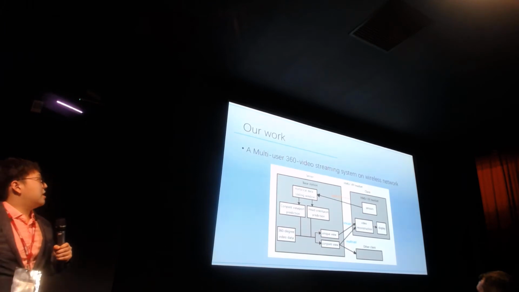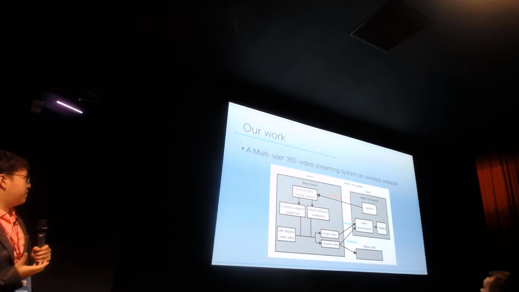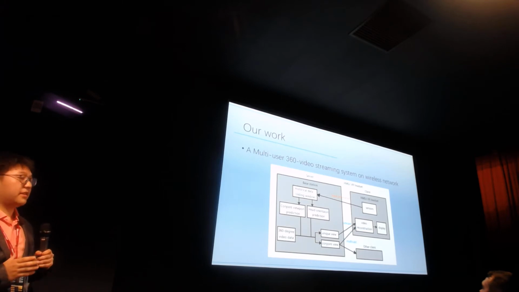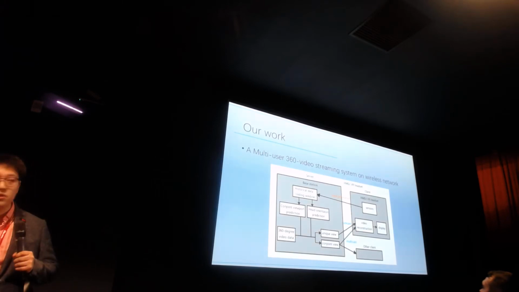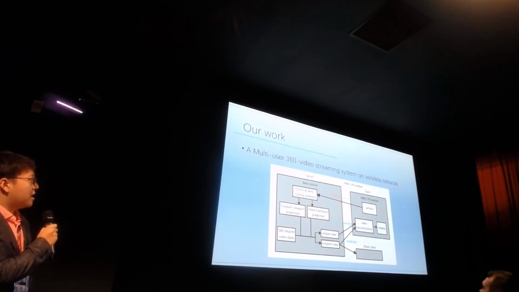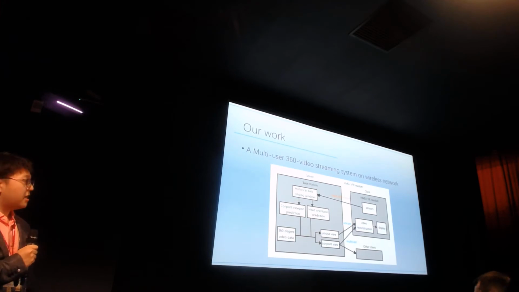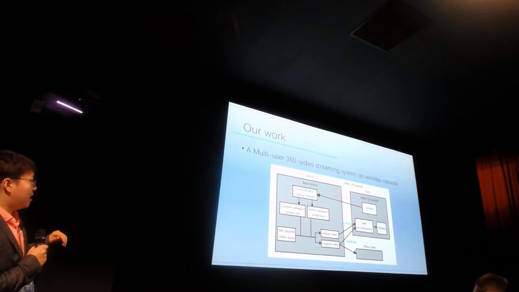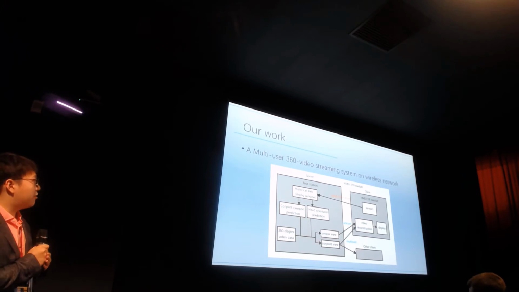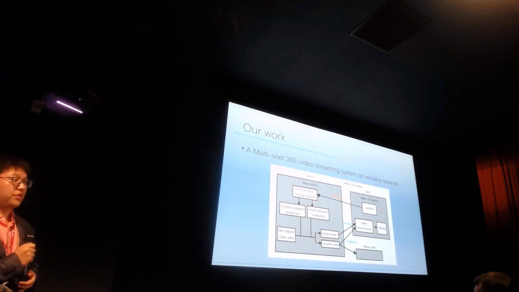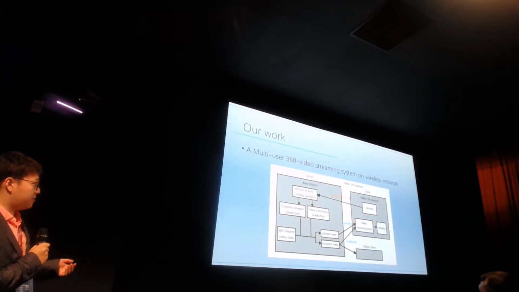For our work, we went one step further. We designed a multi-user 360 video streaming system on wireless network, and the data flow is as shown in this picture. First, the head-mounted display device gets the head orientation data from the user and transmits it to the server. The server records this data and does two predictions: first the conjoint viewport prediction, and then the head orientation prediction.